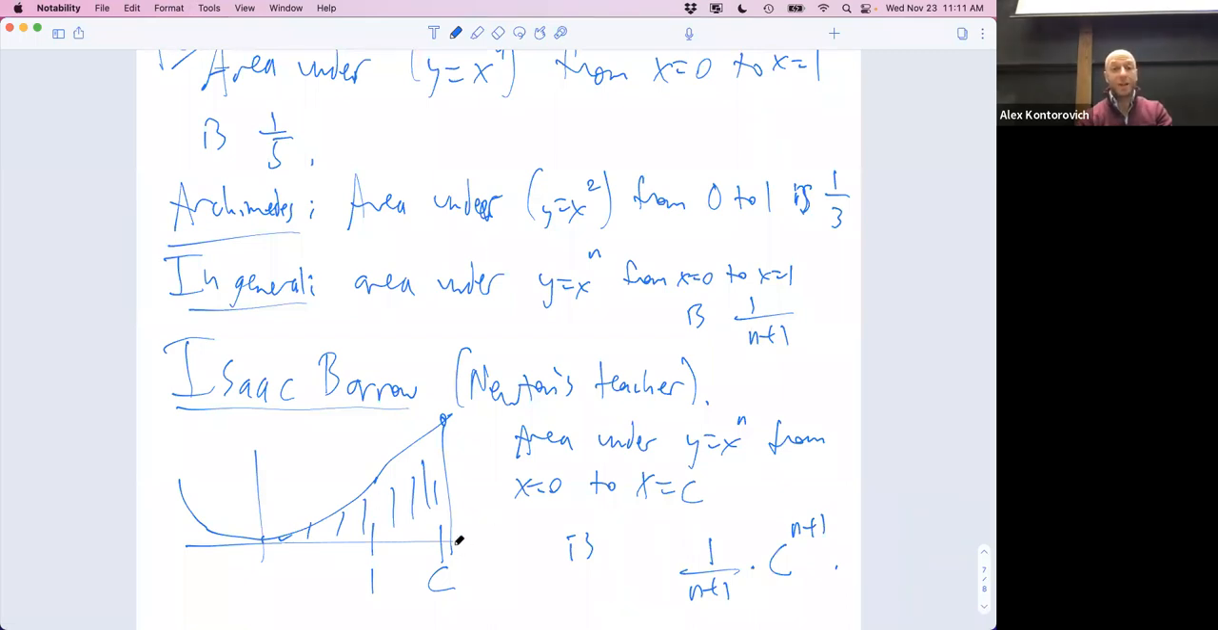That's if c is greater than 0, for any value of c greater than 0. It doesn't have to be bigger than 1, it could be less than 1. For any constant c, that's the area that he works out just by following Fermat. You can do this.